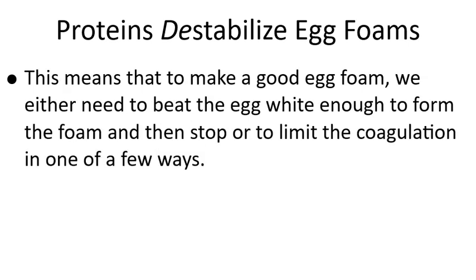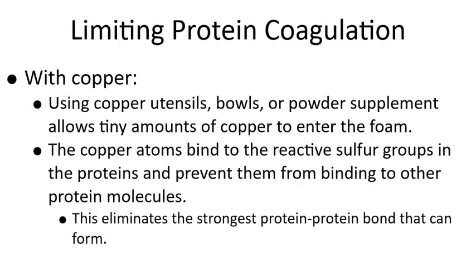So to make a good egg foam, we need to either beat the egg white enough to form the foam and then stop, thereby stopping the further coagulation of the proteins, or we need to limit the protein coagulation so that they can't coagulate to such an extent that they'll begin to destabilize the foam. We can limit the protein coagulation using copper utensils, a copper bowl, or even a copper powder supplement.